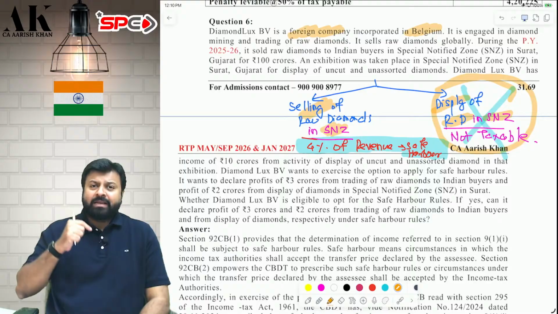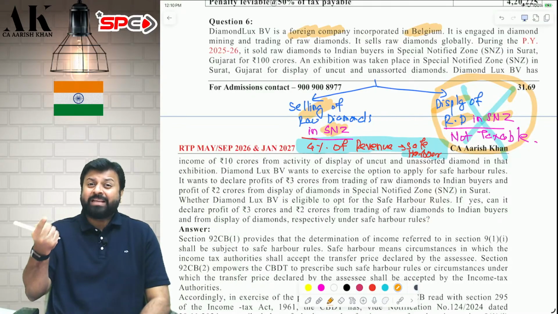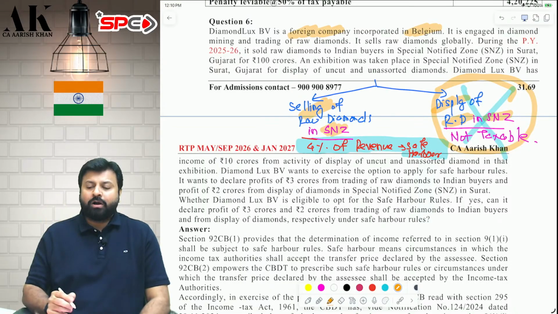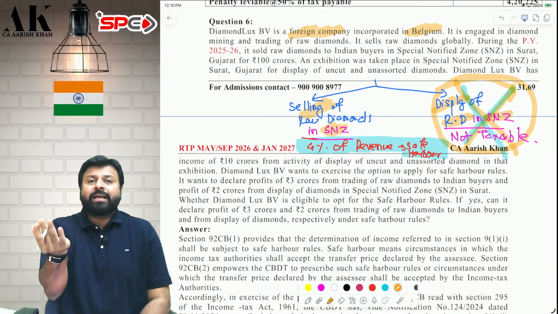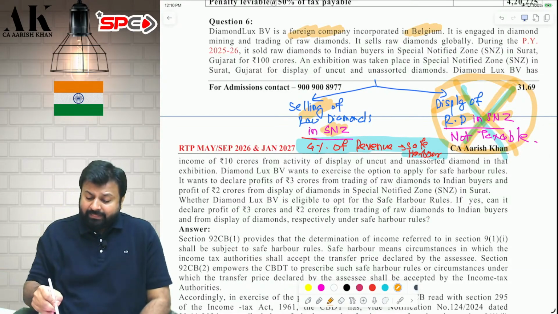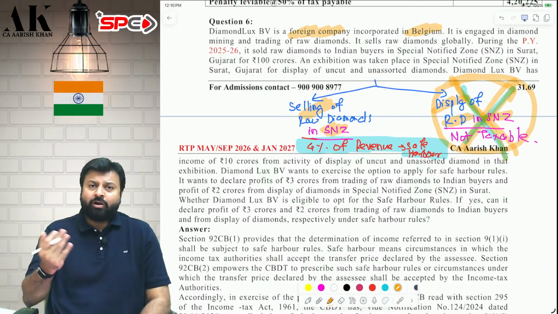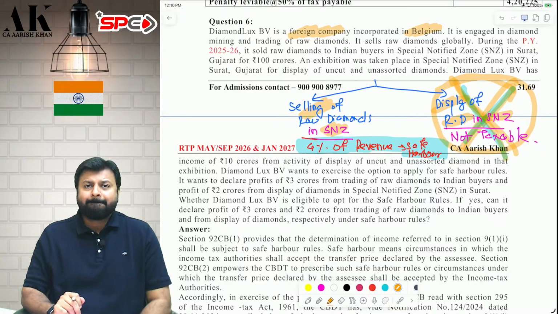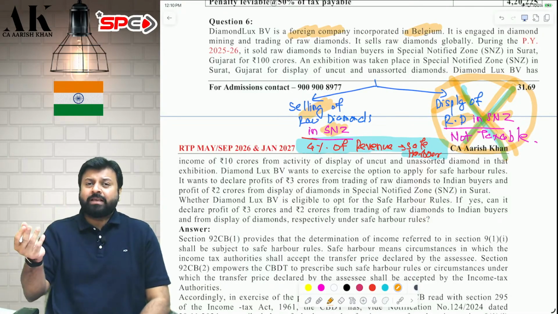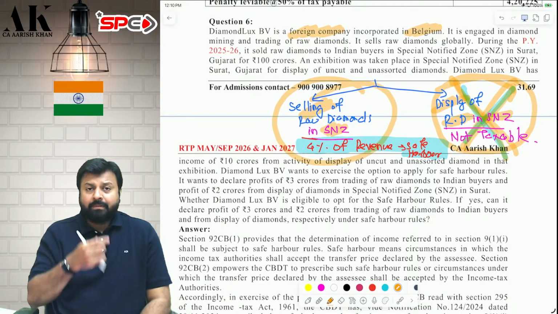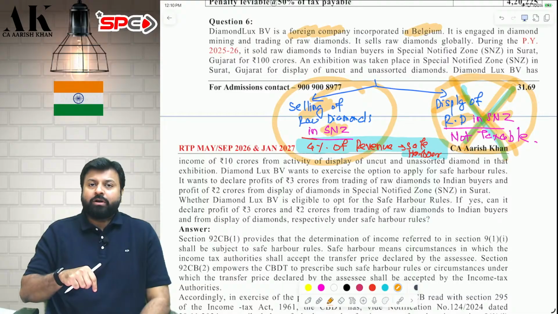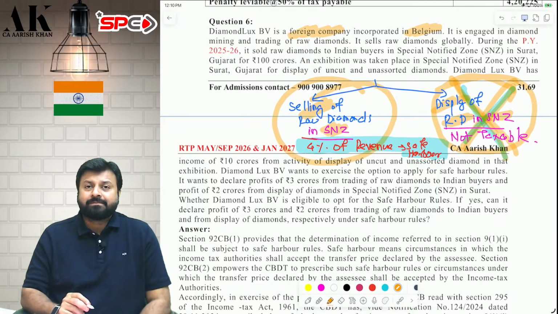If a foreign company comes to special notified zone and displays the raw diamond and earns income, that is not considered as income accruing or deemed to accrue or arise in India. As per section 9, it is not taxable. And because it is not taxable, therefore the safe harbor rule question will not come at all. Second possibility, if a foreign company comes to special notified zone and sells raw diamonds, then safe harbor rule is applicable.